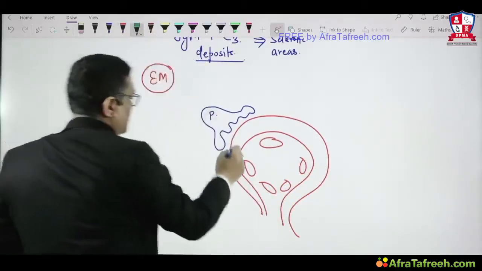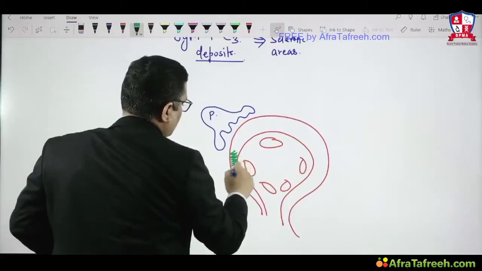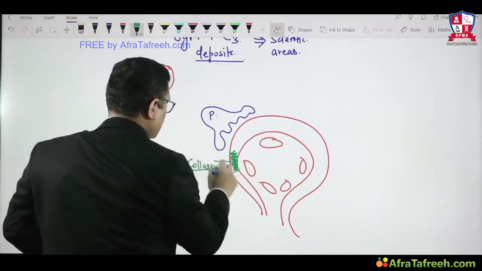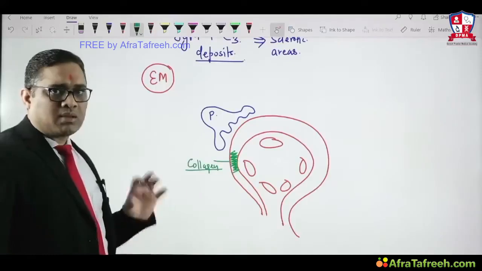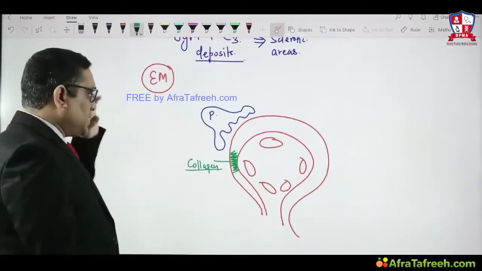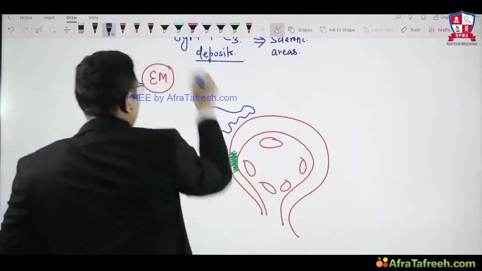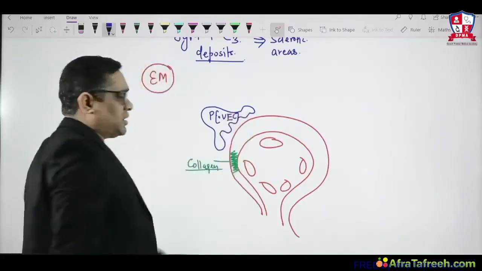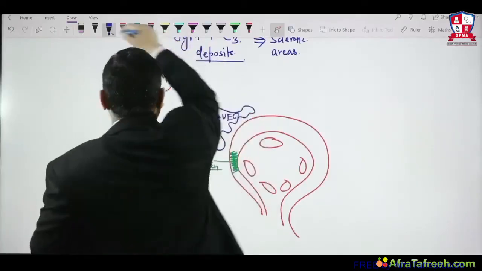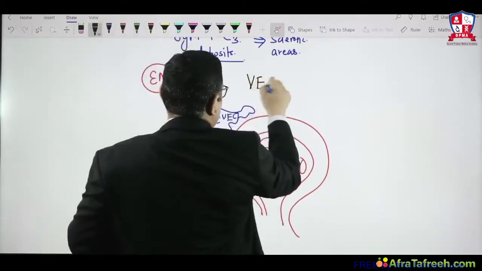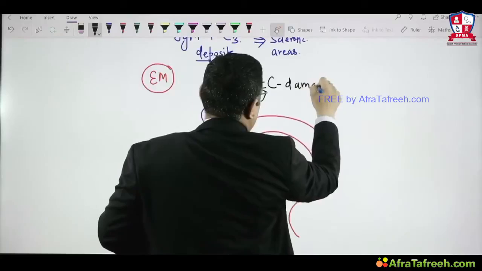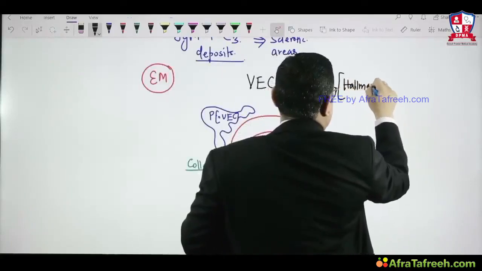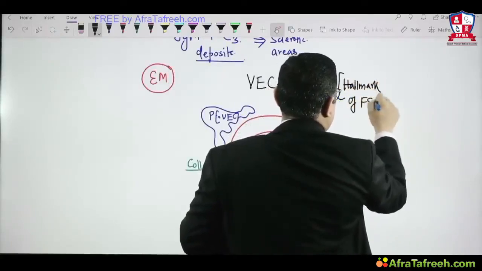So here they will be having some amount of collagen deposition, right? Then what is the characteristic feature or hallmark of FSGS? The podocyte, which we also call the visceral epithelial cell. So this visceral epithelial cell damage is the hallmark of FSGS, so always keep that in mind. Visceral epithelial cell damage is the hallmark of FSGS.